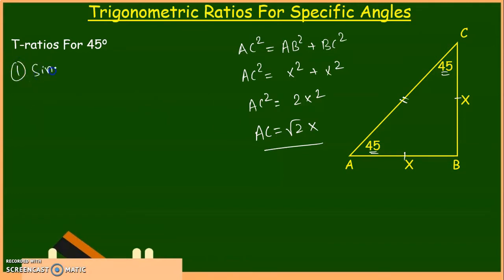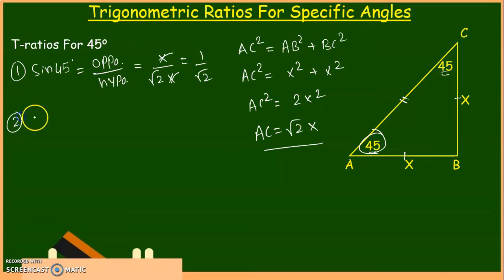First trigonometric ratio, that is sine 45. Let's consider this 45 degree angle, that is angle A. You can use the formula: sine is the ratio of the opposite side to the hypotenuse. Here the opposite side is equal to x and the hypotenuse is equal to root 2 x. So x is cancelled out, and we get the value of sine 45 equal to 1 by root 2.